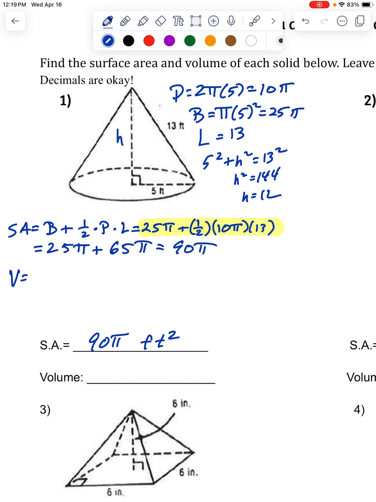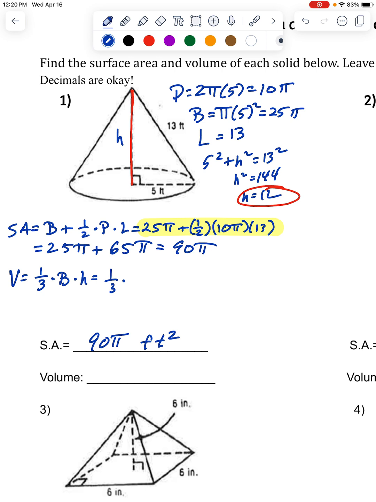Next one, volume. Volume of a pyramid is 1/3 times the area of the base times the height. So it's 1/3. Remember, the height is the perpendicular height. It's not the slant height, it's the height of the actual shape. That's why I had to do this work to find h. Okay, I wasn't given that. More times than not, you're going to be given either the slant height or the perpendicular height, and you will have to find one of them.